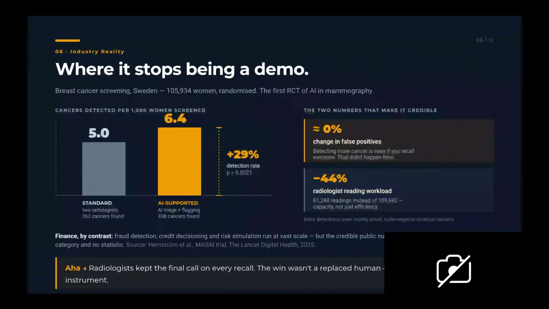Okay, so this is where it starts being a demo. Now we're applying this for value. Imagine cancer screening. This is a particular work in Sweden. 1,500 women where their data were now injected into a particular algorithm. And you could see the first RCT of AI in mammography. So this is the first ever. This was in Sweden. And the data speaks for itself. We have standard, two radiologists, 262 cancers found, AI supported. We have AI triage and flagging, 338 cancers found. You see how accurate that is?